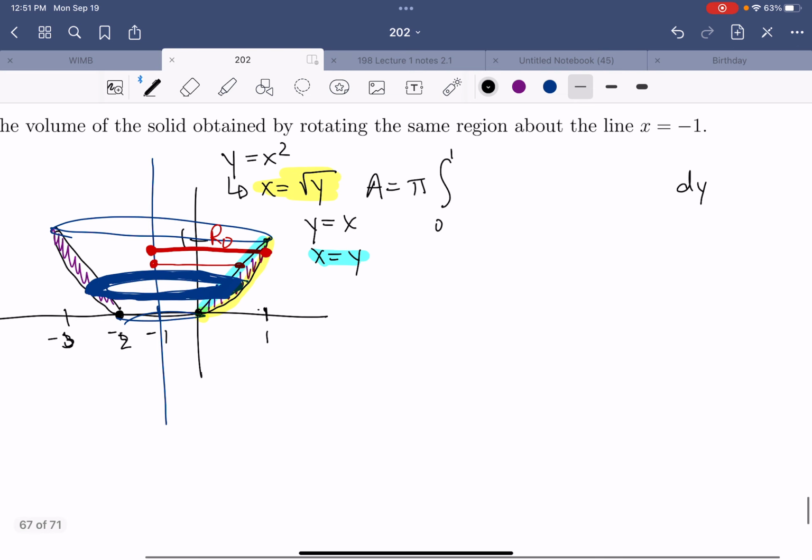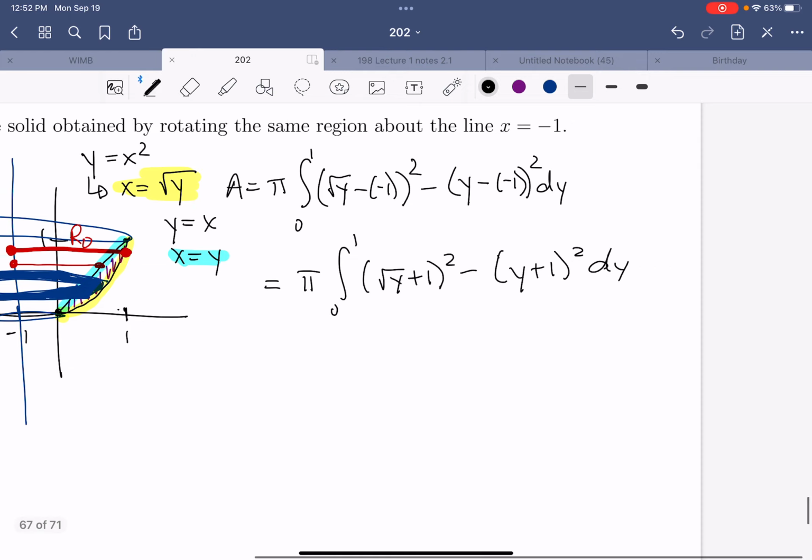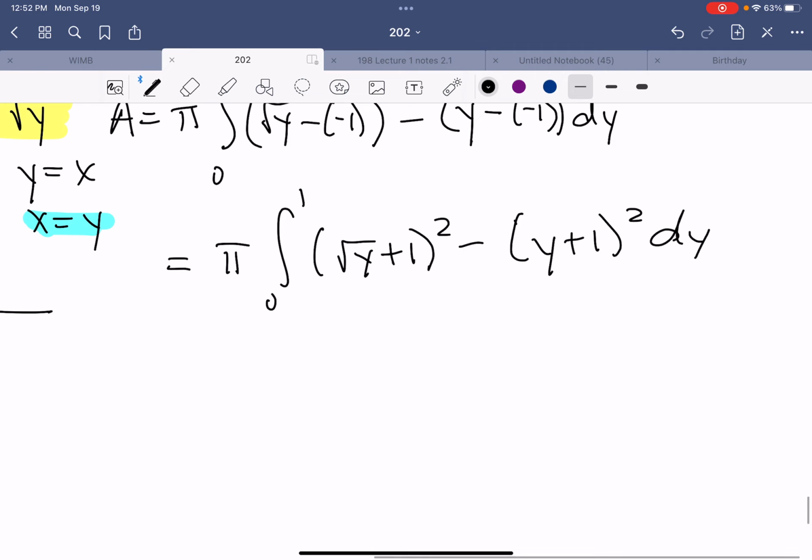Okay, so what I'm going to do, we need our outer radius squared. So the outer radius is my curve, which is the outer curve, which is yellow, which is square root of y, minus the line, so minus -1. The inner radius is going to be the line y minus -1. So we get pi times the integral from 0 to 1 of square root of y plus 1 squared minus y plus 1 squared dy. From there, we simplify and get our value.